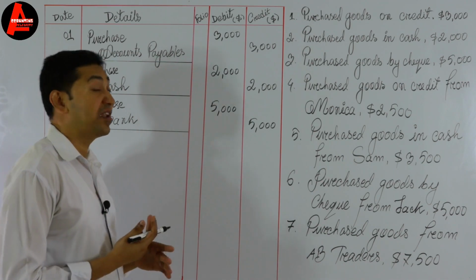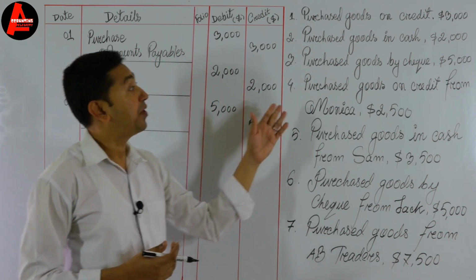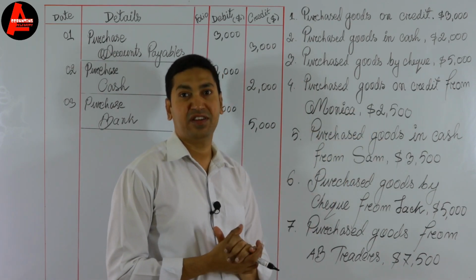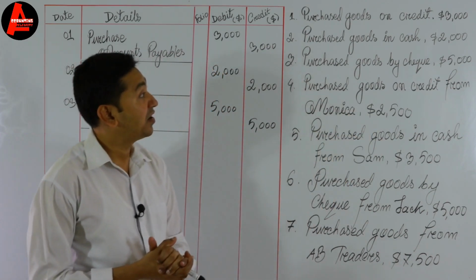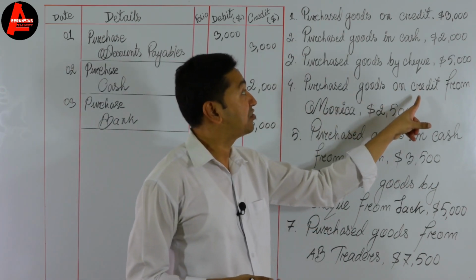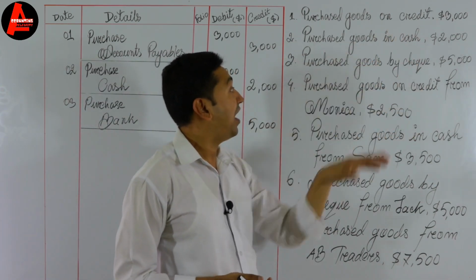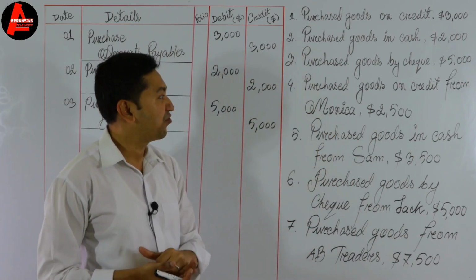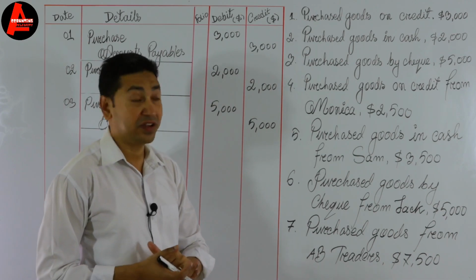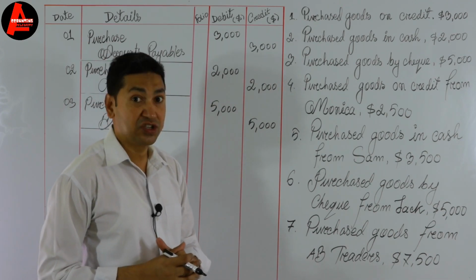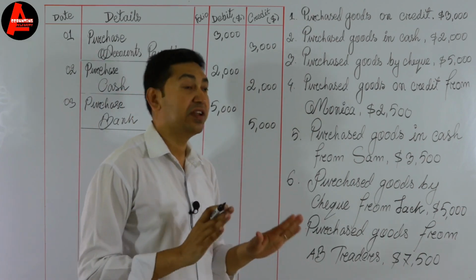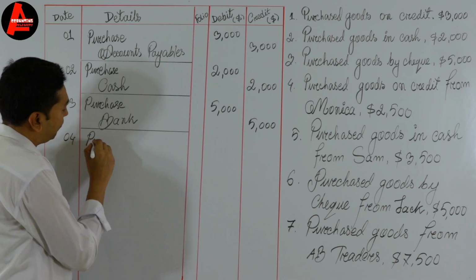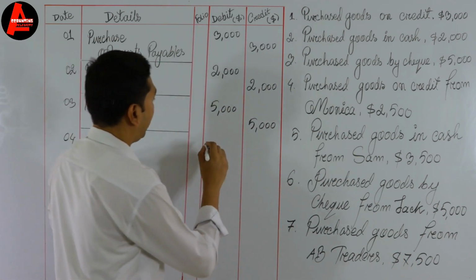Next one is number 4. What is written? Purchased goods on credit from Monica, $2,500. Here on credit is written like the first one, and the supplier name is also written, which is Monica. Now what to write? Let us write purchase first. It is an expense, so expense to be debited, $2,500.